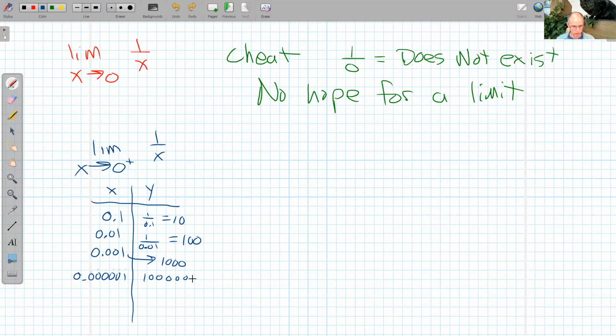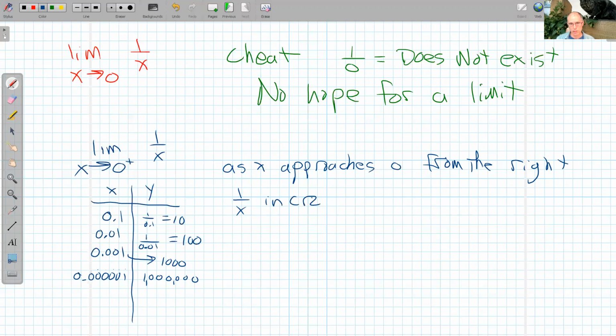Oops, one more 0. There we go. And so what it looks like as x approaches 0 from the right, 1 over x increases. And it looks like it increases forever. So this keeps getting bigger. So this right here is heading to 0, but positive. And this over here looks like it's going to infinity.